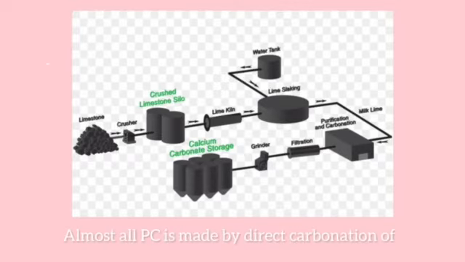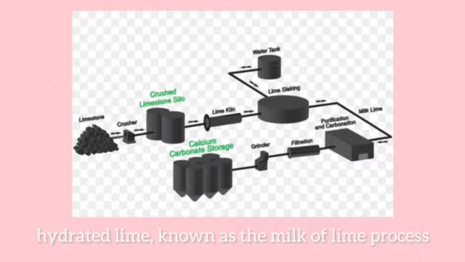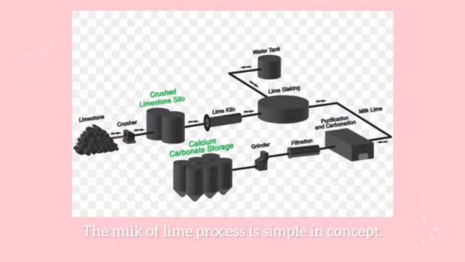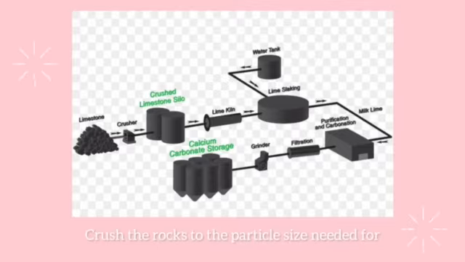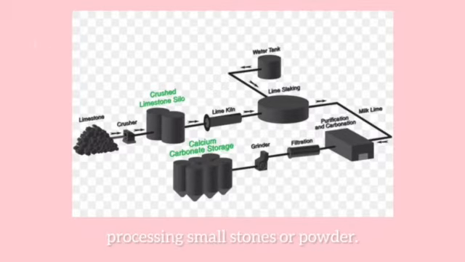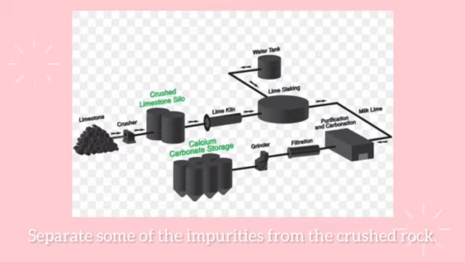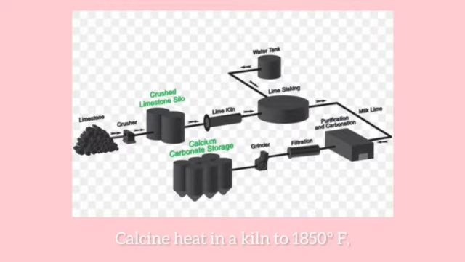Almost all PCC is made by direct carbonation of hydrated lime, known as the milk of lime process. The milk of lime process is simple in concept. Mine high-purity calcium carbonate rock. Crush the rocks to the particle size needed for processing, small stones or powder. Separate some of the impurities from the crushed rock.